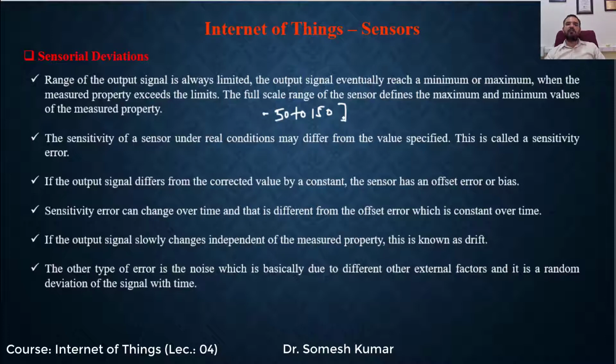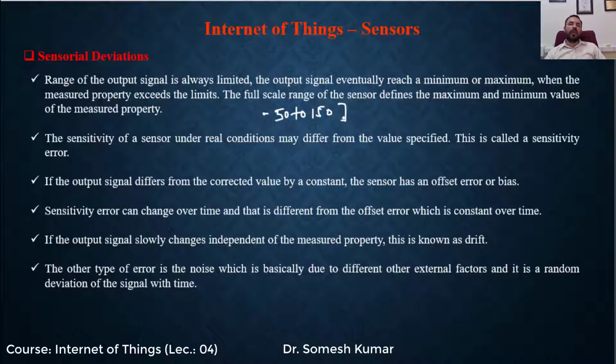If the output differs from the correct value by a constant, that is called the offset bias. Means, if at 30 degrees Celsius its resistance is 1 ohm, and at 40 degrees Celsius its resistance is 2 ohm, it increases by 1 ohm.